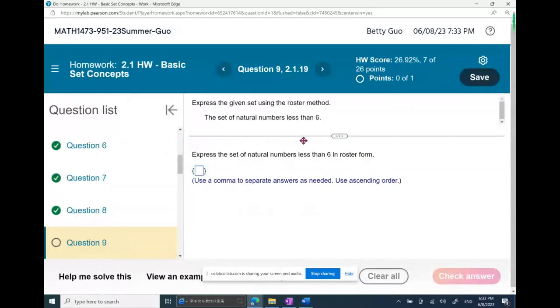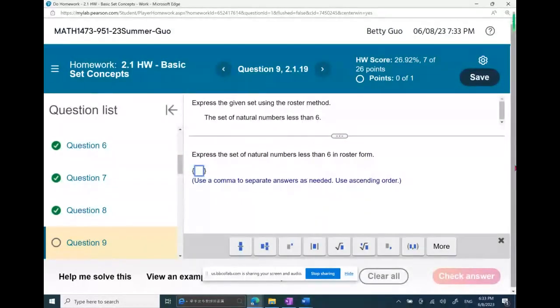The set of natural numbers less than 6. Use the roster format. Okay. Start from what? 0 or 1? I would go 5, 4, 3, 2, 1, 0, but I don't know. Maybe not. Natural numbers start from 1. Whole numbers start from 0. So 1, 2, 3, 4, 5. Use a comma to separate answers as needed. Use ascending order. Yeah, it says ascending order. We would have to do that.